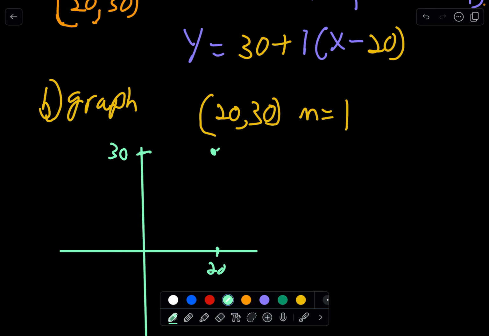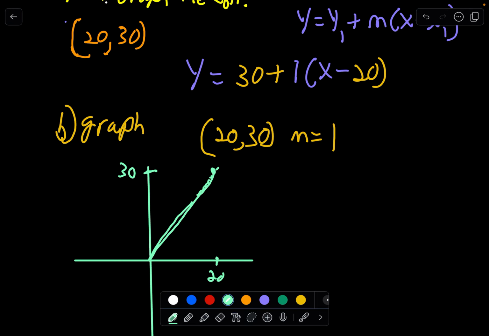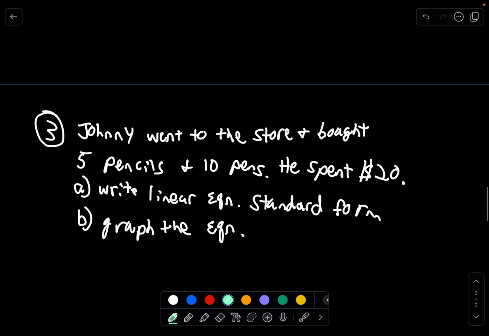So this turns out to be a line like this. Now you would actually use the physical slope of 1 over 1, up 1 to the right 1, and do it that way. It's kind of hard to show on such a large grid, okay? And there's the graph.